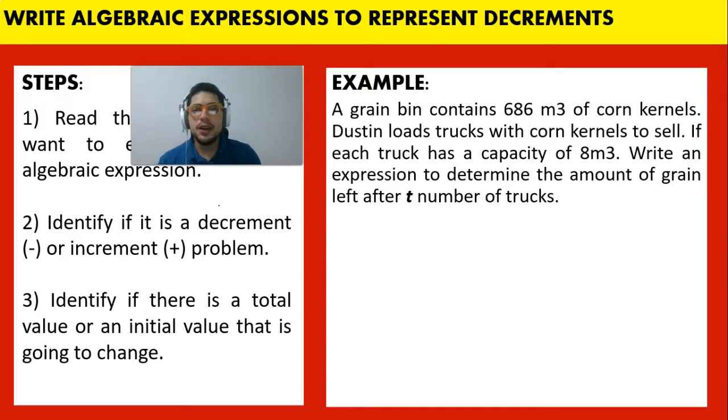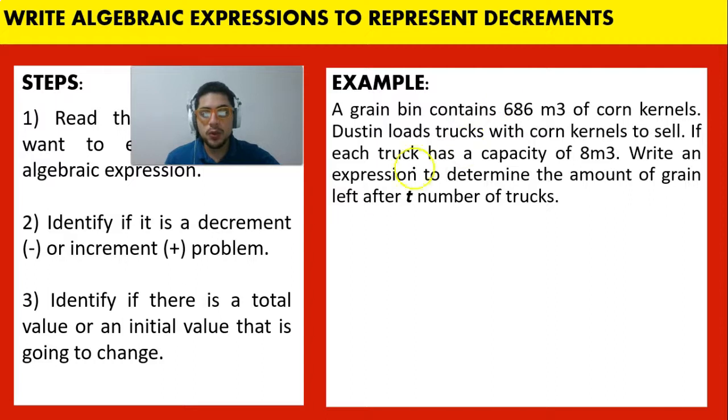So again, we have a decrease. Why do we have a decrease? Because we have a total amount of 686 cubic meters, right? And Dustin is taking away 8 cubic meters in trucks each time, right? So the amount is going to be decreasing by 8 each time.